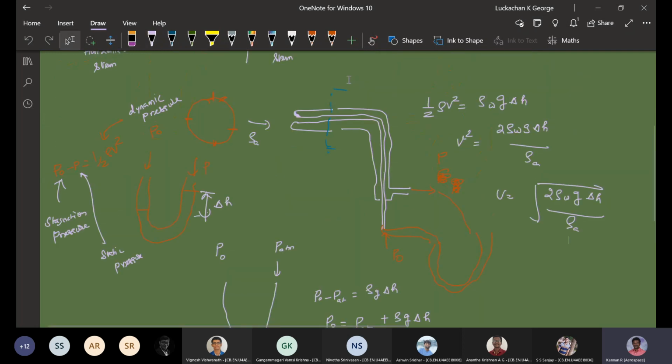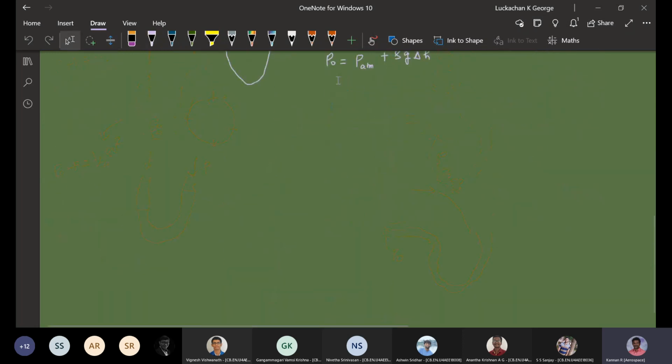So using a pitot static tube, you can measure your dynamic pressure. From the dynamic pressure, you can calculate your velocity. You can find out your static pressure. You can find out your stagnation pressure.